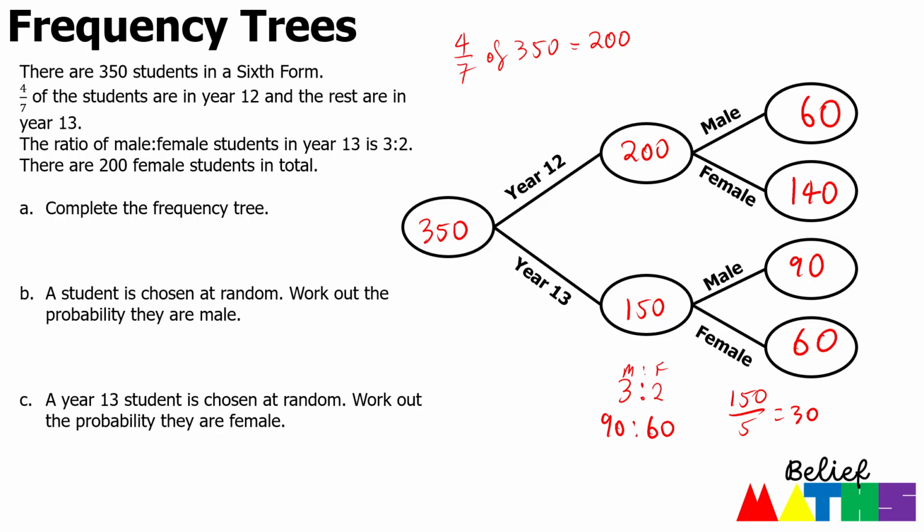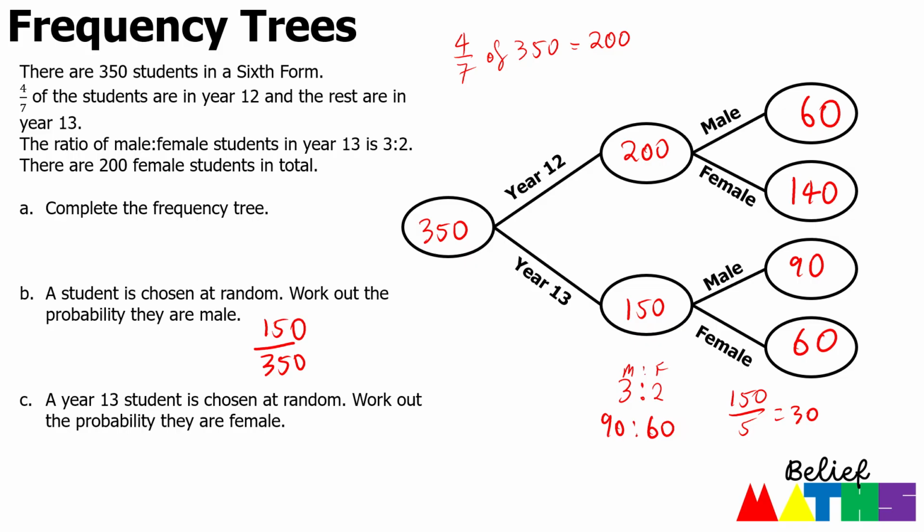It then says a student is chosen at random. So that's out of all 350 students. So we should start, when we're working out our probabilities, with the denominator. Work out the probability that they're male. Well, there's 60 males and 90 males, so that's 150 males. And you don't need to simplify that fraction. It makes life so much easier if you don't. Okay, there's no expectation when you do probability to simplify your fraction unless it specifically tells you to.